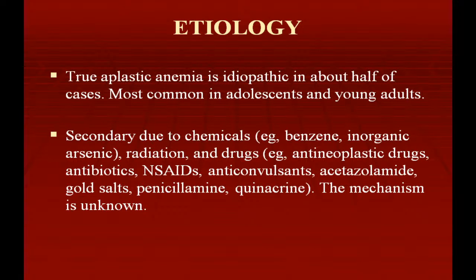So in general, as we said before, nearly 15% of this form of anemia is idiopathic. So we can't find the real reason for this bone marrow failure. More often we see it in adolescents and young patients. In half of patients we may find a secondary mechanism of marrow failure, and more often it's due to some chemicals, benzene, inorganic arsenic, sometimes radiation exposure and some drug intakes. In general, the mechanism is unknown, but these harmful substances depress bone marrow functioning.